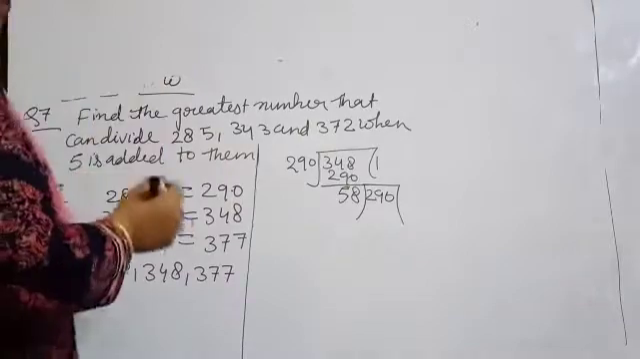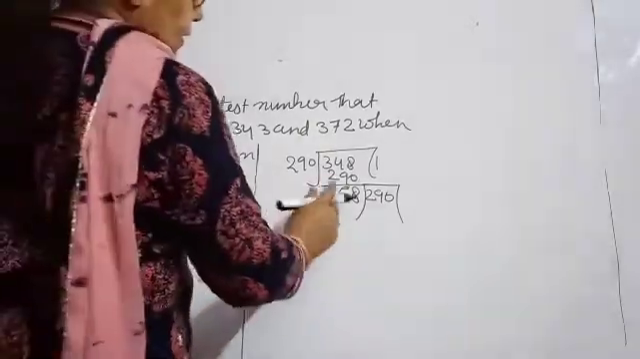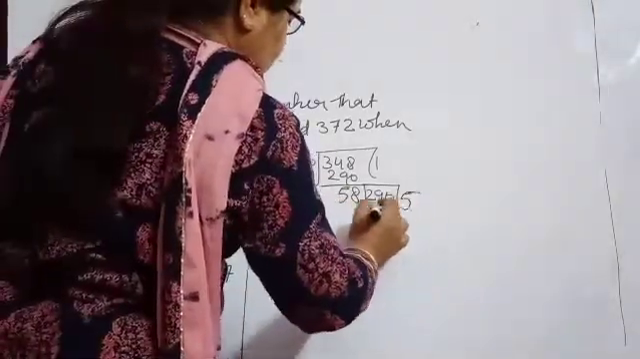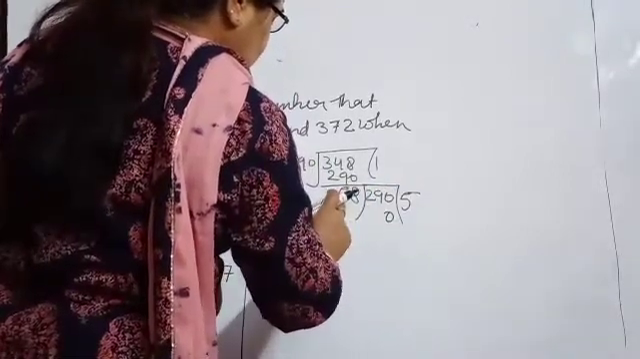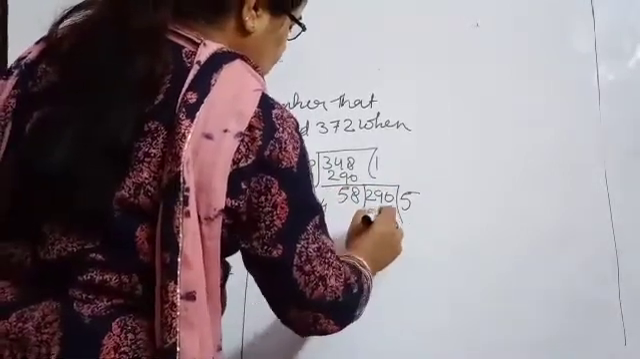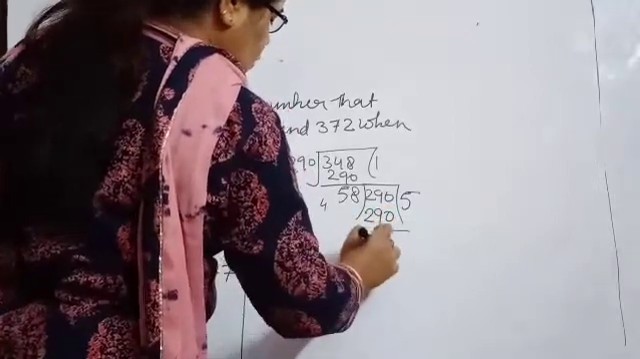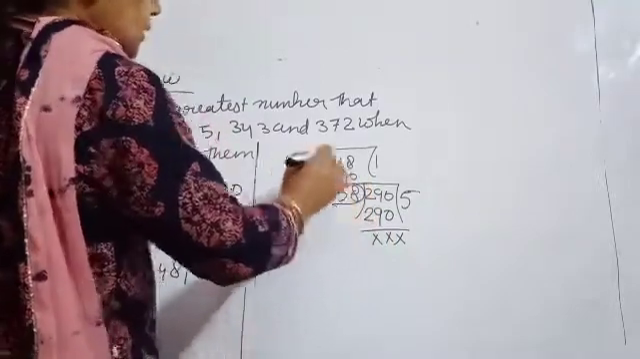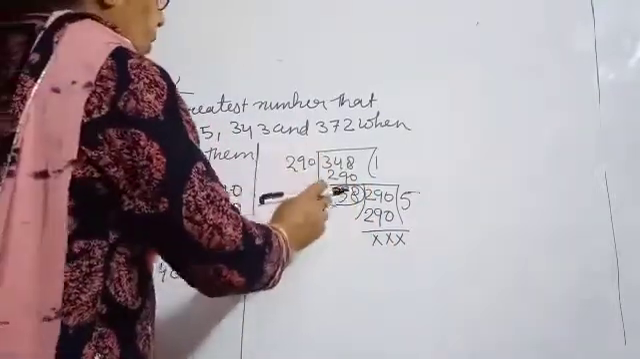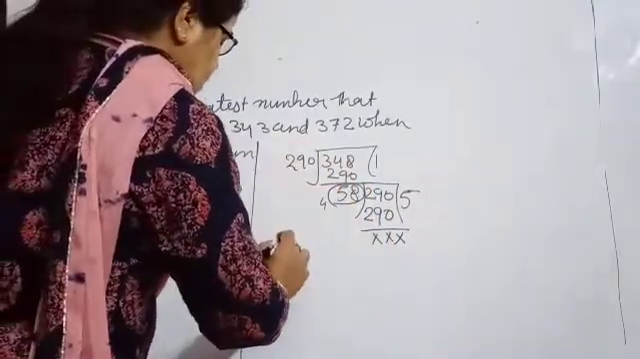5 fives are 25, 5 sixes are 30, 5 eights are 40, 4, 5 fives are 25, 25 plus 4 is 29. Okay, so it is completely divided. The last divisor is 58. So now by 58.